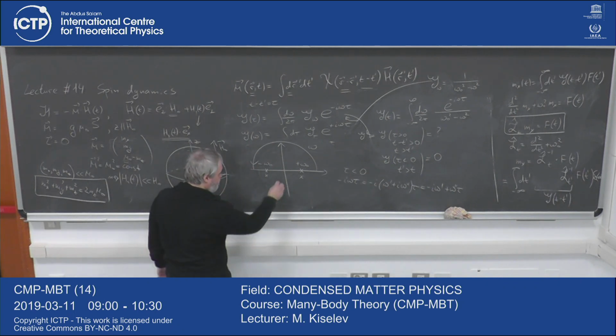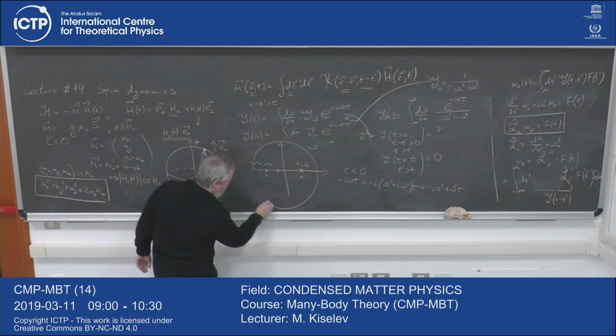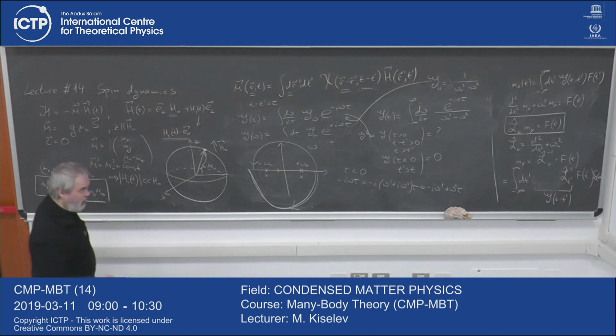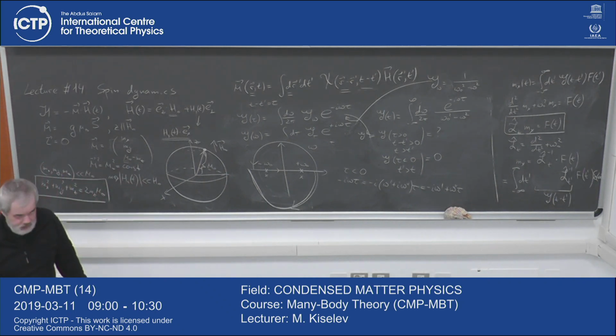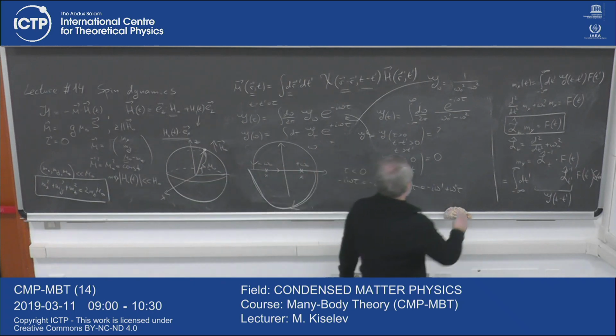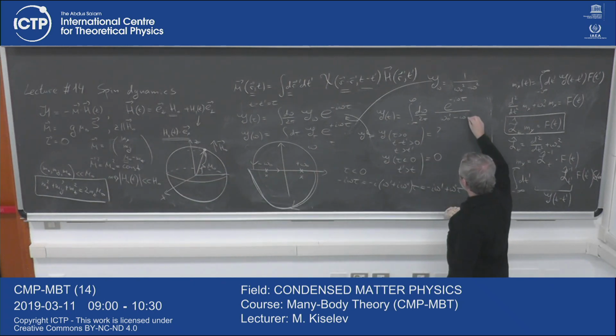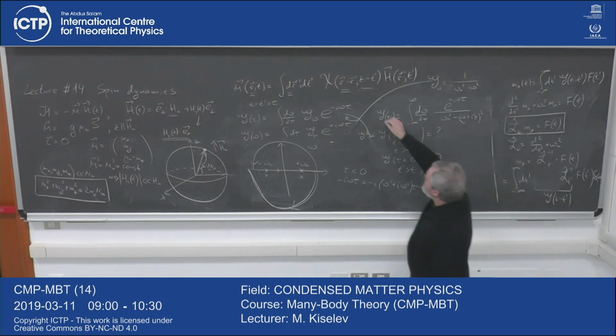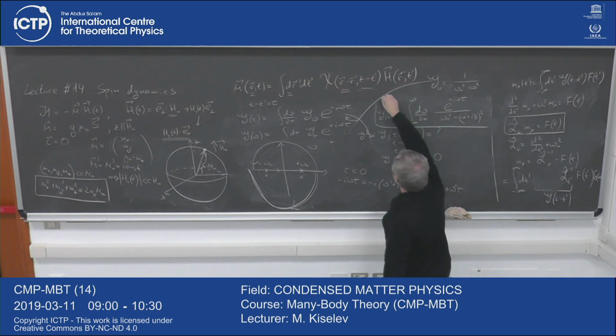Now, for positive tau, I need to complete my contour this way. And since there are two poles of the function, I will get some response. So therefore, what I'm saying is that I should replace omega by omega plus I delta, and at the end of the calculations I need to take the limit delta goes to 0. So now this is a well-defined quantity, and this is the retarded Green function.